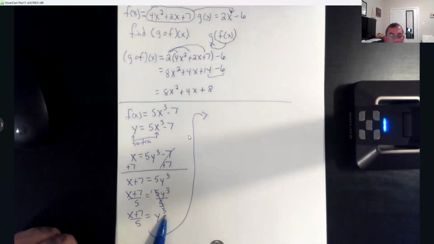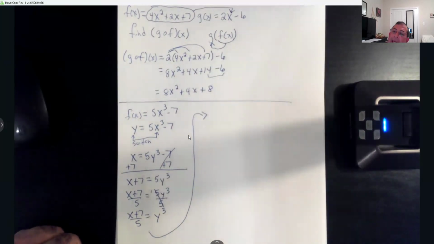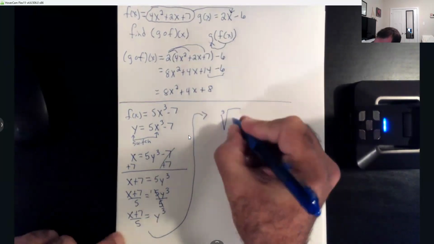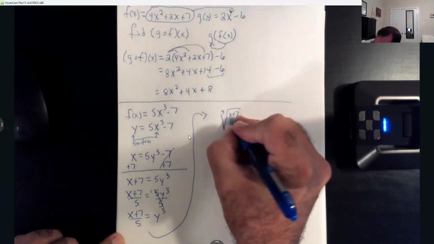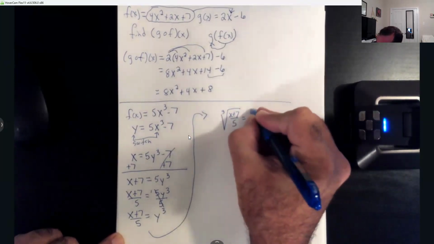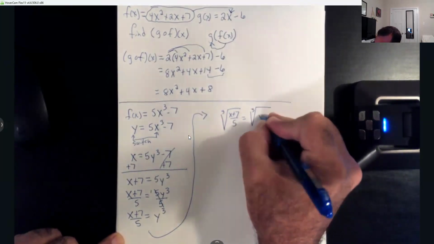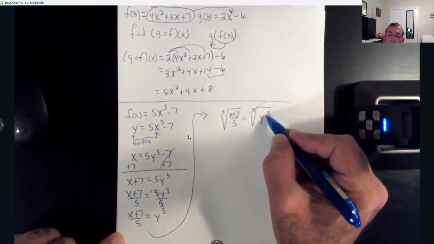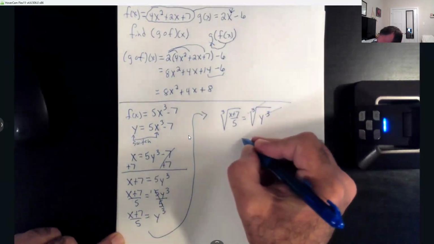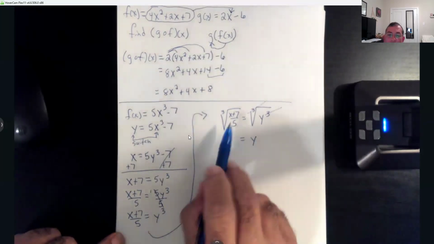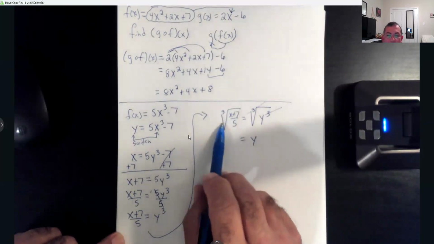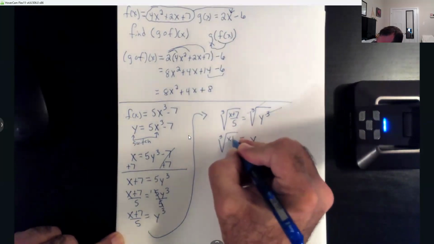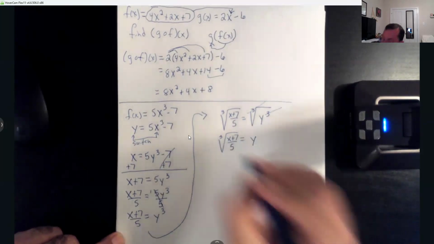So now to turn the y cubed into a y, we take a cube root of both sides. Cube root of x plus 7 over 5 equals the cube root of y to the third. Y'all, this radical will now cancel with that exponent, leaving a y. We cannot do nothing to this, so that's going to stay a cube root x plus 7 over 5.